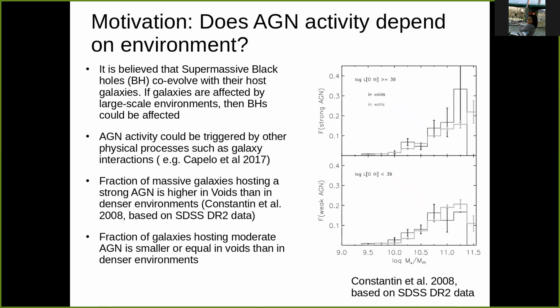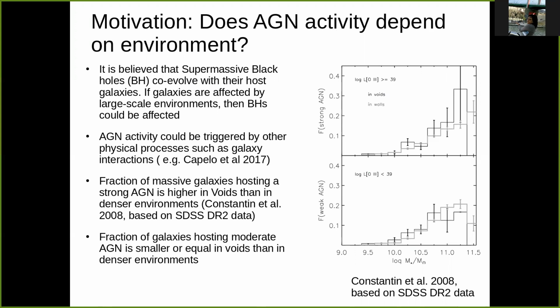But if the galaxy properties are affected by environment, one expects also that the black holes residing in them have grown differently, especially if the triggering of the AGN activity is associated with external physical processes such as galaxy interaction, ram pressure stripping, and tidal forces. From the observational side, there is evidence that the AGN activity is higher in underdense regions.